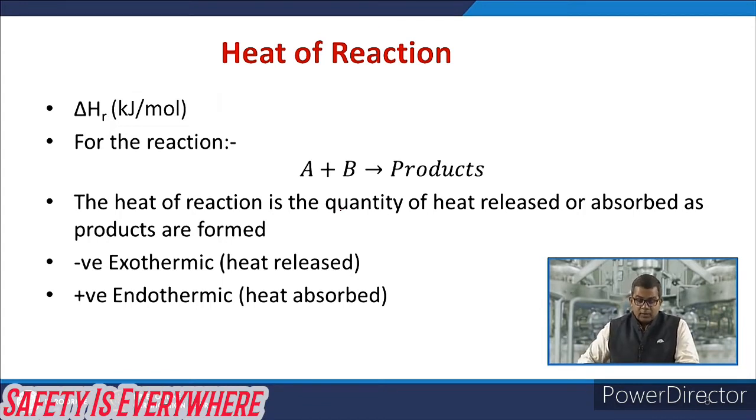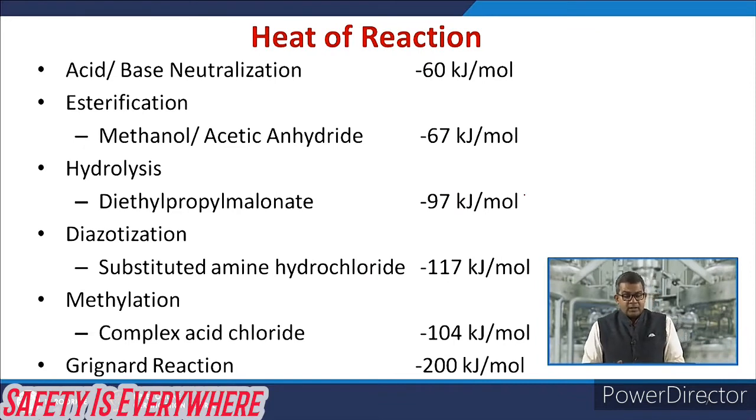So let us see that for a reaction A plus B, this gives the product, say maybe C. The heat of a reaction is the quantity of heat released or absorbed as a product is formed. There are two types of heat of a reaction. One is exothermic, when the heat is released, and the second is endothermic, when heat is absorbed by the system.